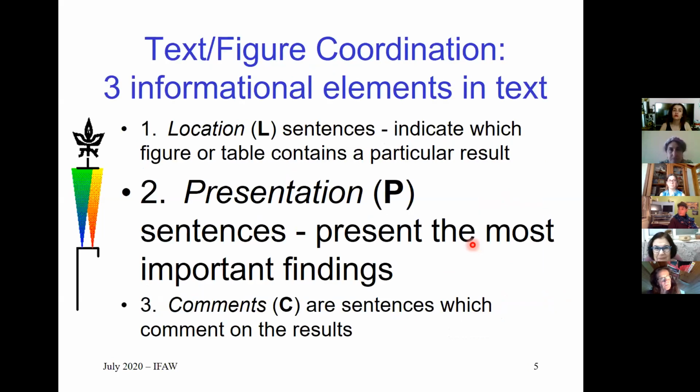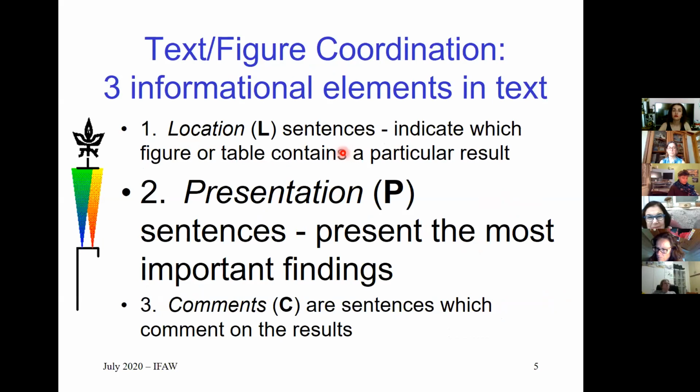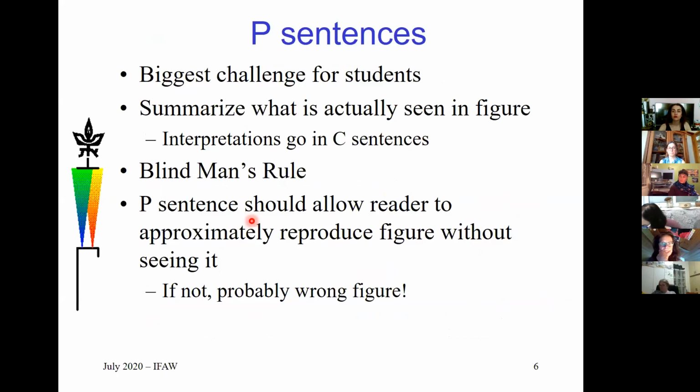Now, the text is presented in the form of three kinds of sentences that relate to the figure: the location sentence, the presentation sentence, and the comment sentence. These can be more than one sentence. Usually several will be required for a presentation. The presentation sentence is the biggest challenge for students. It should summarize what is actually seen in the figure, whereas interpretations can come later.